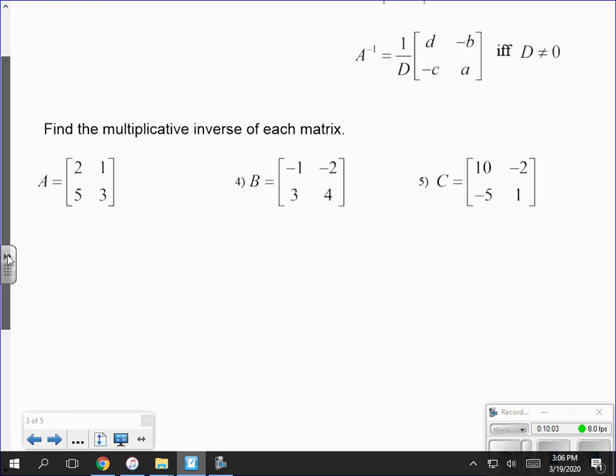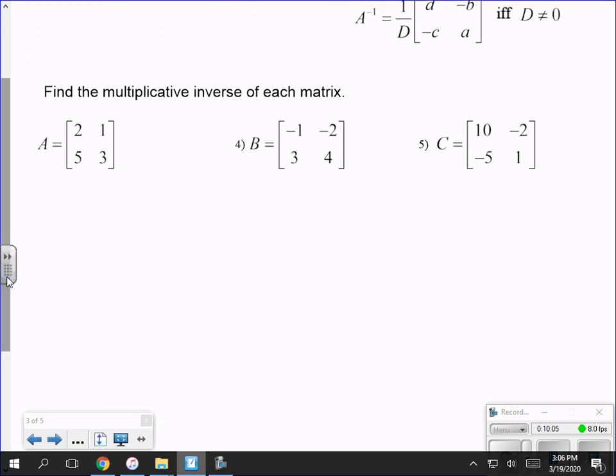Let's find the determinants and inverse matrices of these ones here. So the determinant is you multiply the 2 across, 2 times 3, minus multiply across the other way, 5 times 1, so I get 6 minus 1, so my determinant is 1.